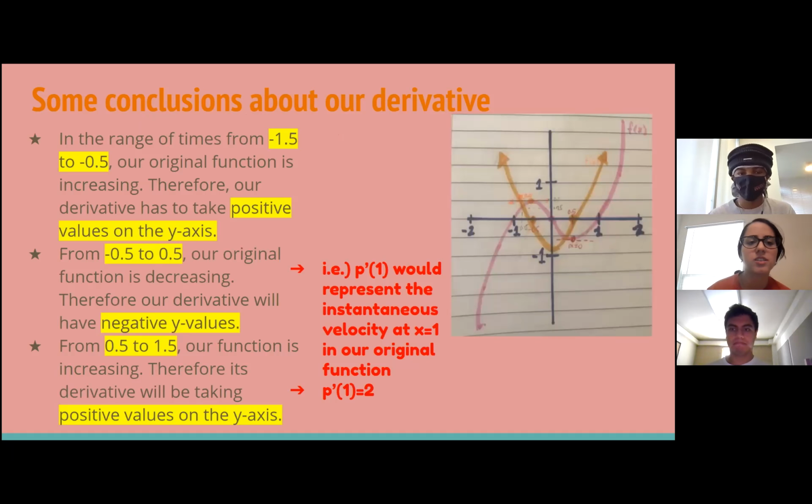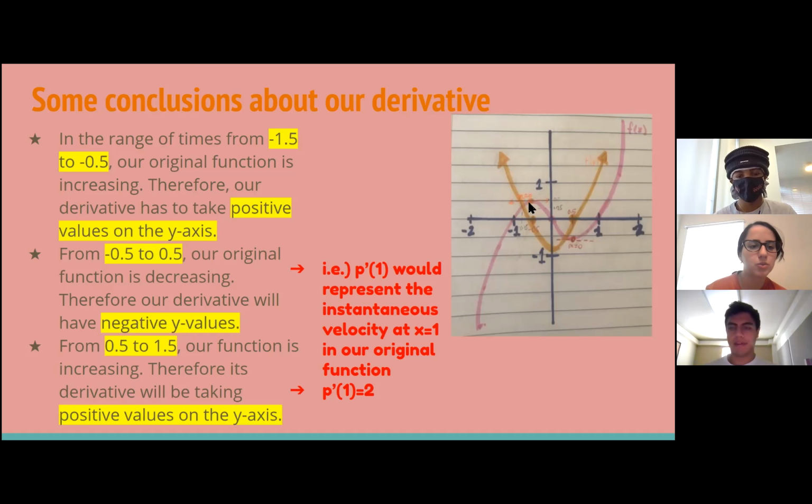Okay, so finally we're going to state some conclusions about our derivative. In the range of times from -1.5 to 0.5, we can see that our original function is increasing. Therefore, our derivative has to take positive y values. Since I did not use the values that Lawrence calculated, my graph will be just an estimate. But if we want to be more exact, we can use those points and plug them in, and our derivative function will be a little more precise.